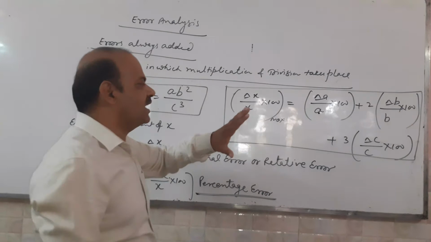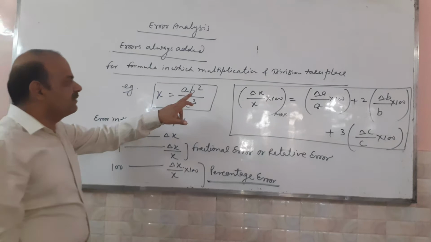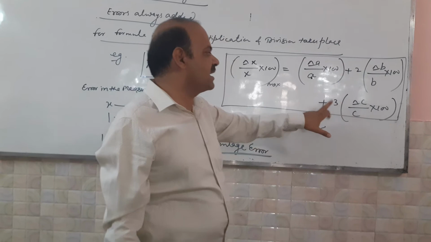In this equation, errors are always added and multiplied by the powers. Here the power of b is 2 and of c is 3. Multiply by 2 and multiply by 3.